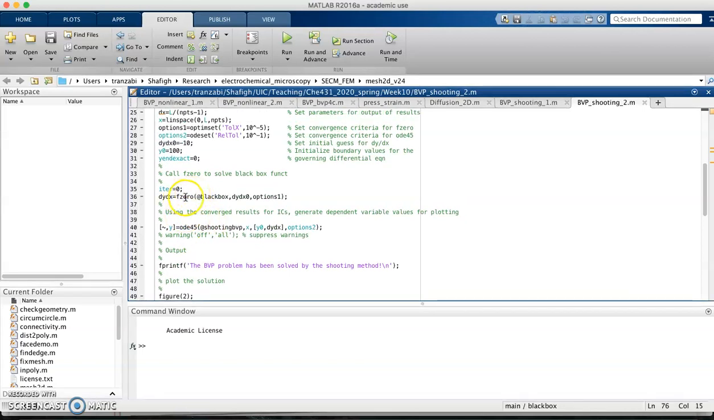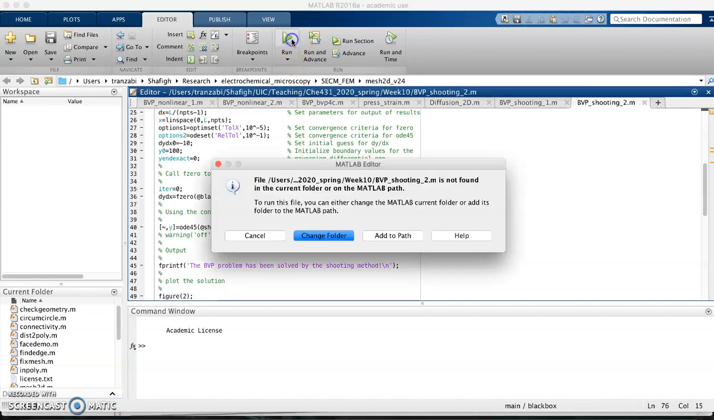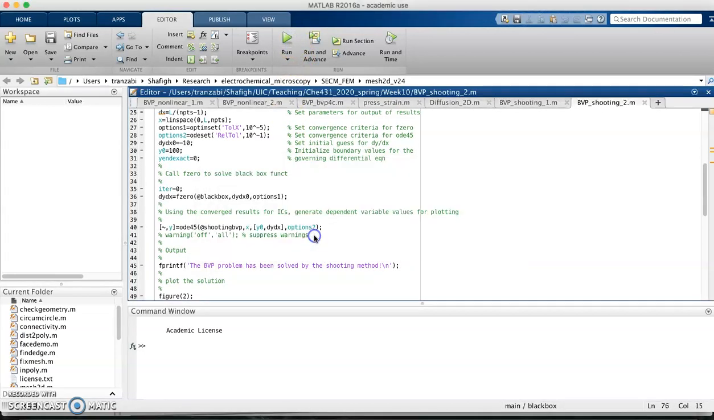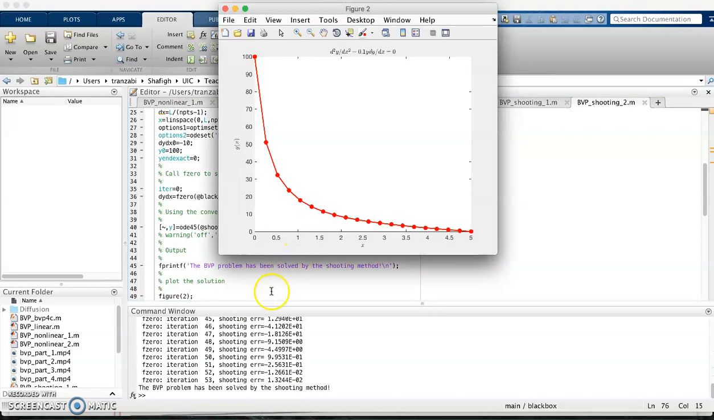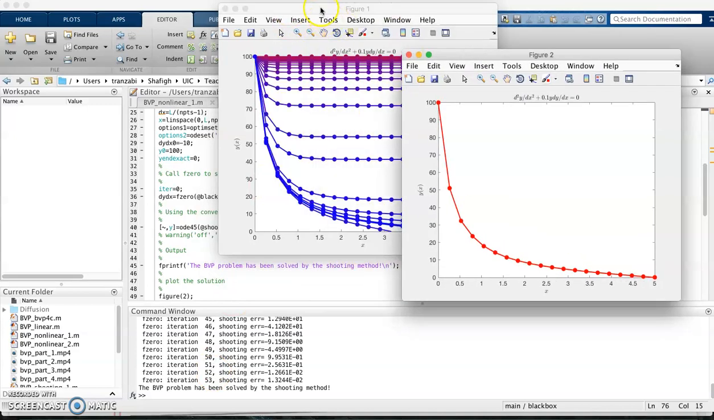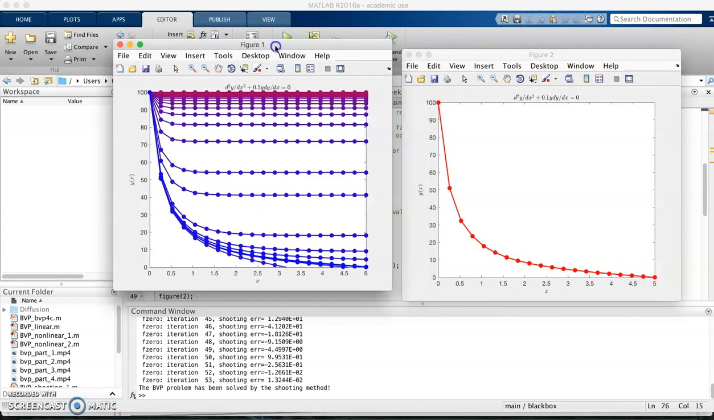So after F0 finds the exact slope on the left end, we feed that slope into OD45 one more time to basically resolve the problem as the final solution. So if I run this code, you see that it goes through 53 iterations to solve the problem.